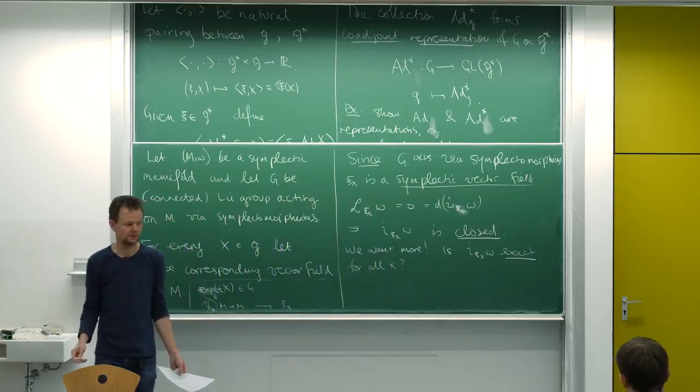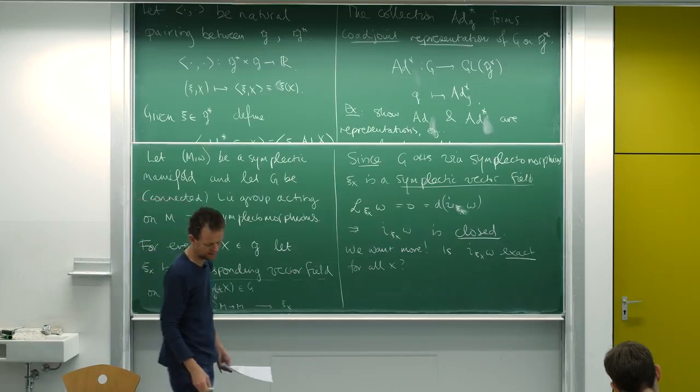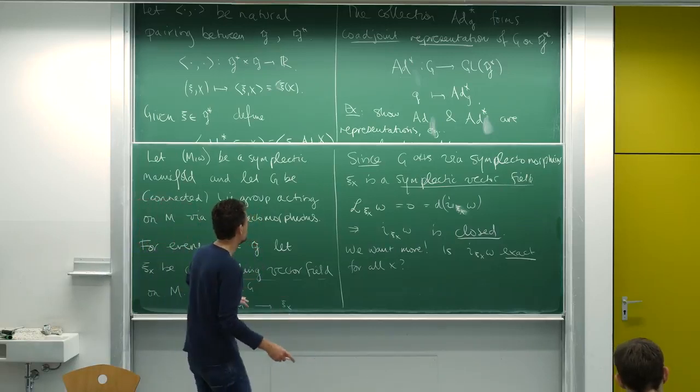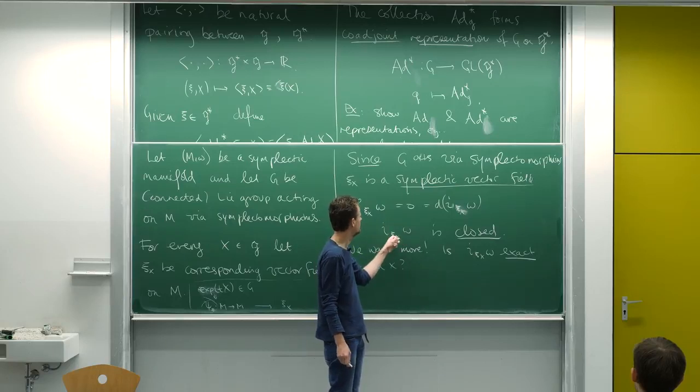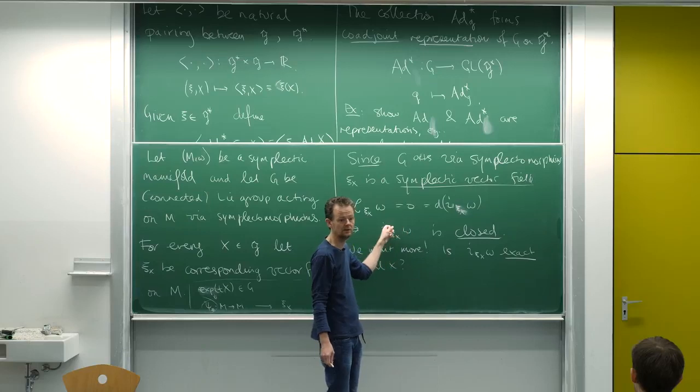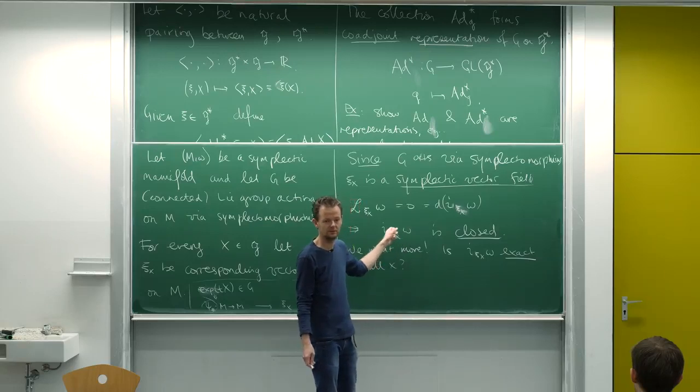That would be great, right? Because then that would mean that, in particular, this vector field, the vector field implicitly defined by this one form here, the Hamilton vector field, that would imply that this vector field here, sorry, is Hamiltonian.